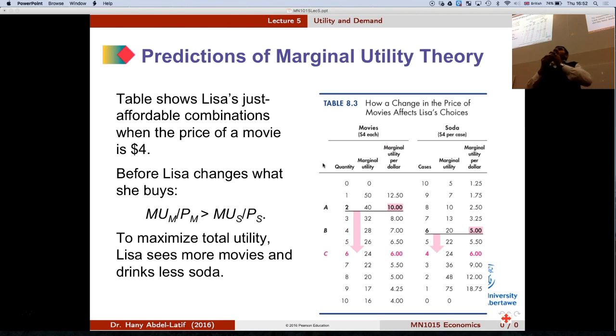Remember, when we talk about the law of demand, when the price of movies falls, what would happen to the quantity demanded? It should increase, yeah? Is this what happened here? Yeah? So when the price falls from $8 to $4, now rather than buying 2 movies, she buys 6 movies. Does this make sense now? And let's connect this to what we did before as well. Okay?